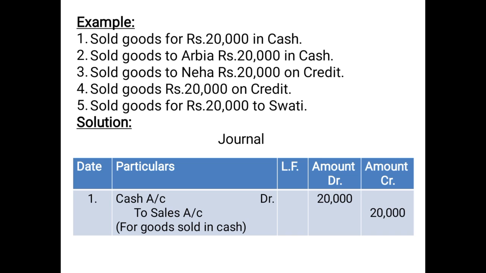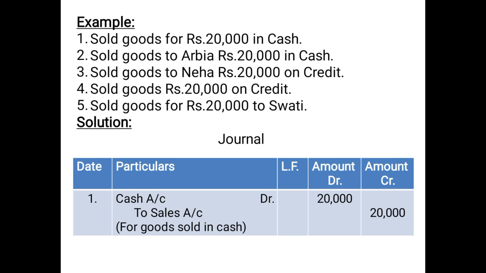Third example: sold goods to Neha rupees 20,000 on credit. Now again, the goods are sold on credit, so sales account will be credited. But here the business has still not received a payment, but it will receive the amount later on from Neha. That means Neha has become a debtor for the business. So what will be the entry framed? Neha debited, not Neha account, because Neha is a human being. So Neha debited 20,000 to sales account 20,000.